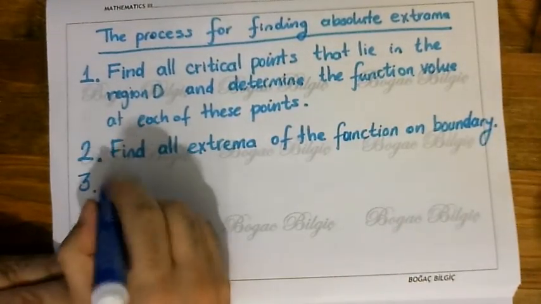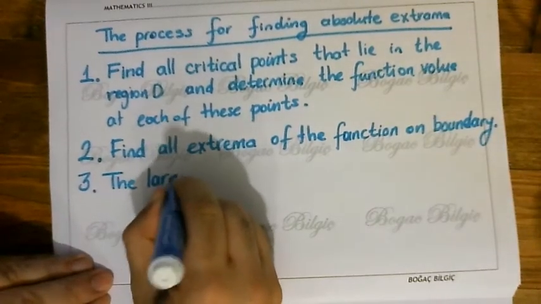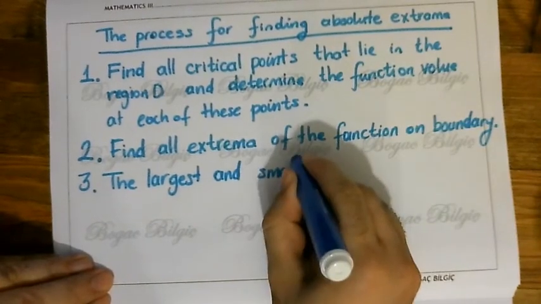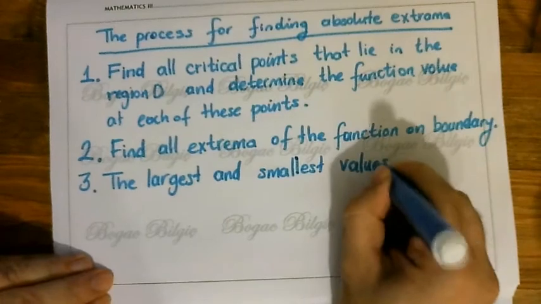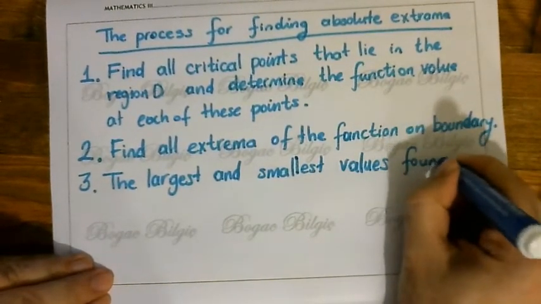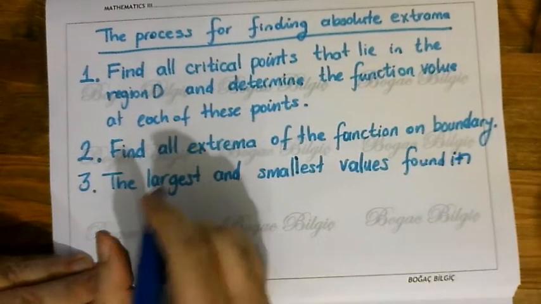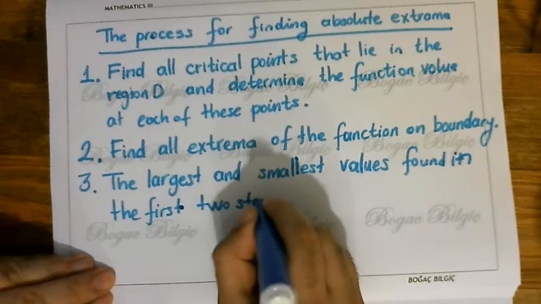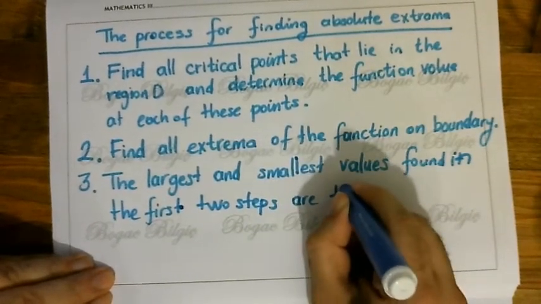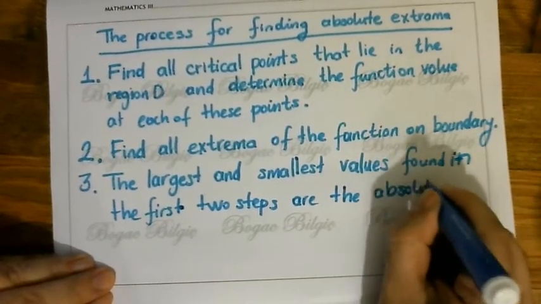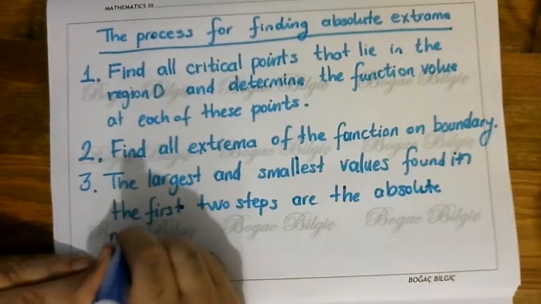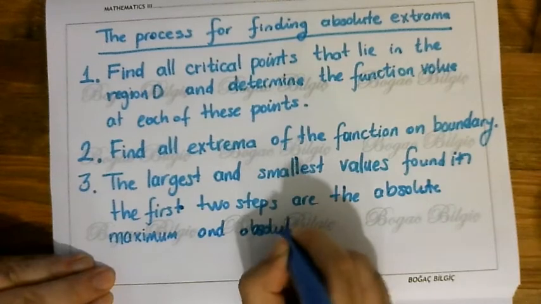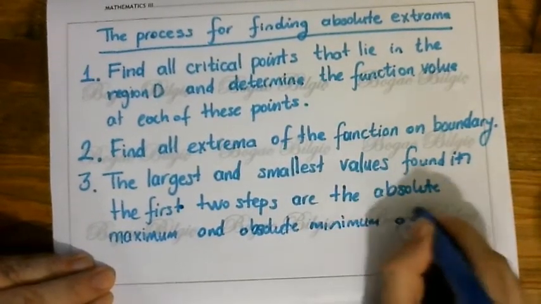Third step, the largest and smallest values found in the first two steps are the absolute maximum and absolute minimum of the function.